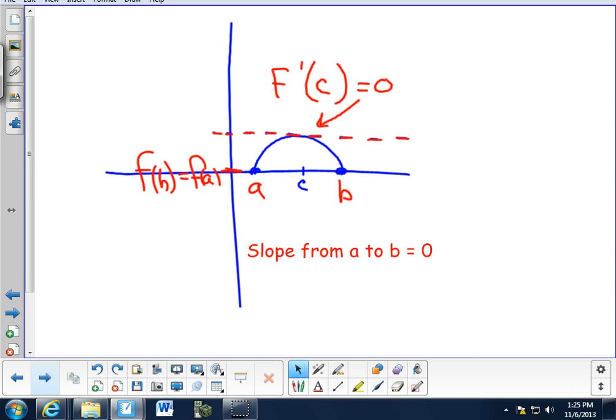I can't get back down to 0 unless I have some place where the derivative is equal to 0. Yes, sir? If you do one of those cusp things... But then it's not differentiable. So it can get back down, but Rolle's theorem, in the equation I've got, it's a continuous differentiable polynomial. So that rules out the cusp.